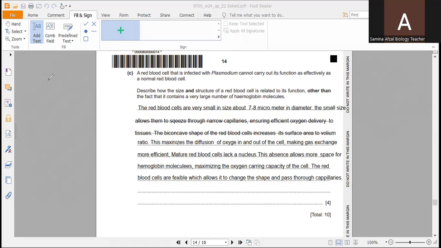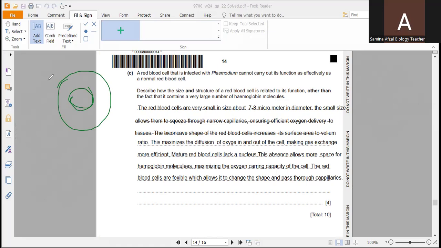Here I would like to describe this question. The question is on red blood cells. Red blood cells are also called erythrocytes, and their structure is related to their function. They are circular and biconcave in nature, thick at the edges and thin in the center. They are non-nucleated, they lack a nucleus, and this increases the surface area.